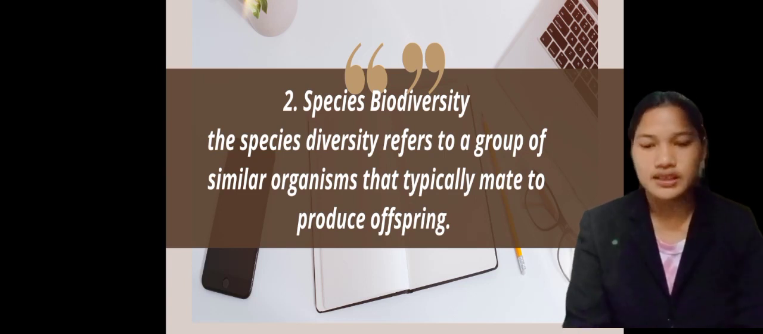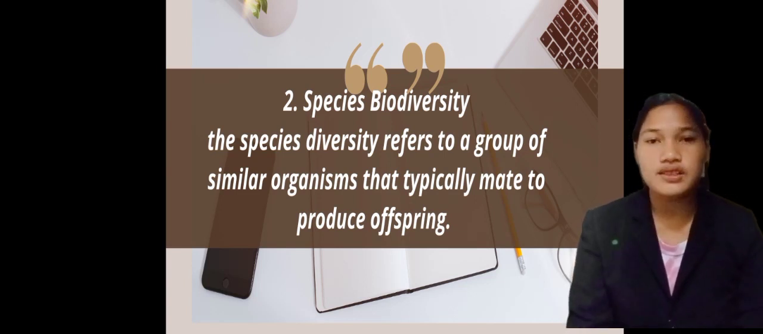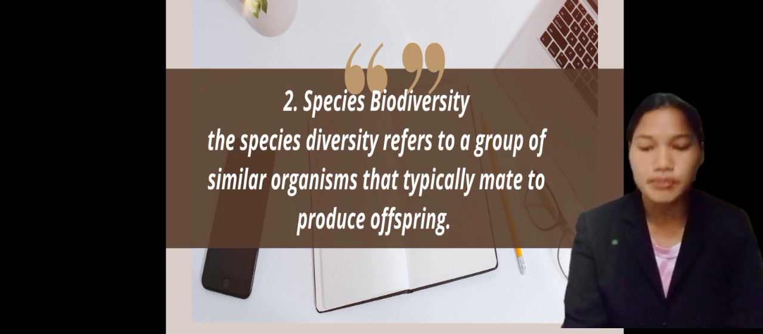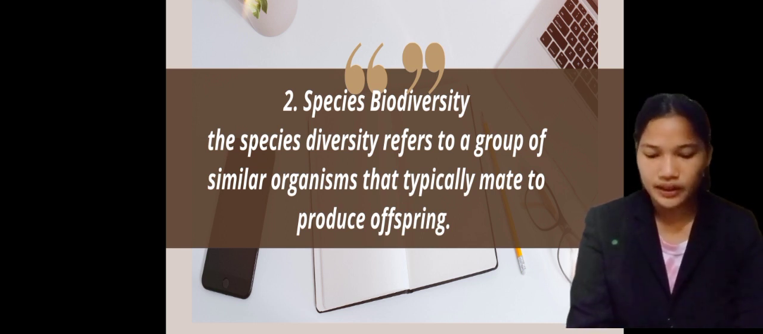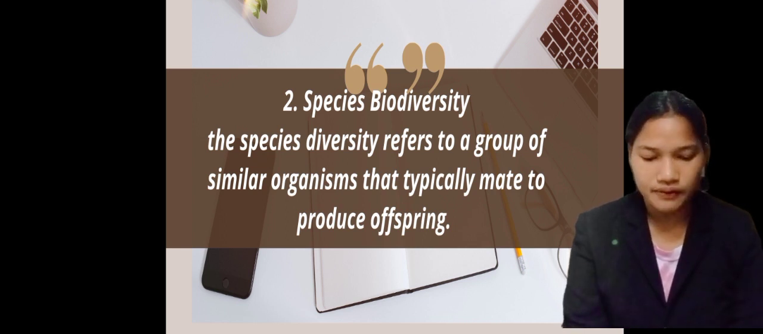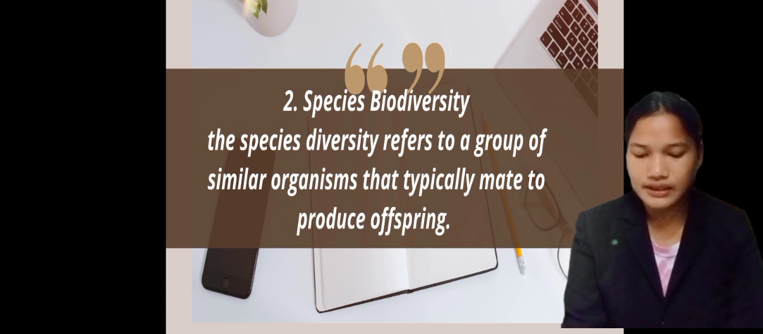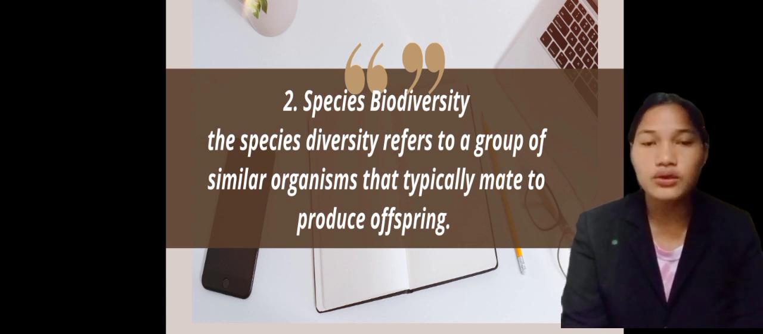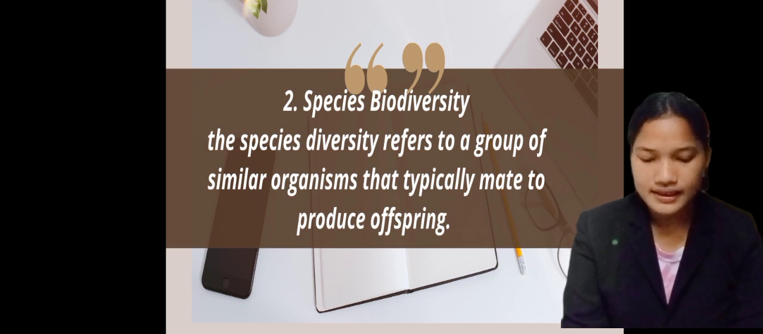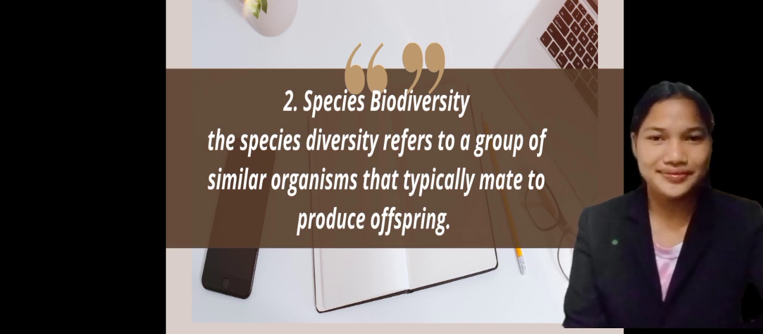Species biodiversity. Species diversity refers to a group of similar organisms that typically mate to produce offspring. They commonly share the same lineage. Species diversity is the most basic classification unit and includes all species ranging from plants to various microorganisms. Examples: forest animals, plants, and living organisms.